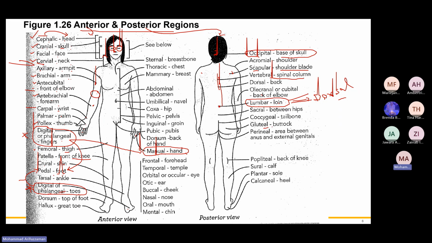The gluteal area means buttock. Popliteal means back of the knee. Sural means the calf. So these terms are similar in meaning and used interchangeably. Plantar means the sole and calcaneal is the heel. So this slide is very important. At least one question you'll sometimes find in exams. I'll give some review questions today based on these slides. Okay.